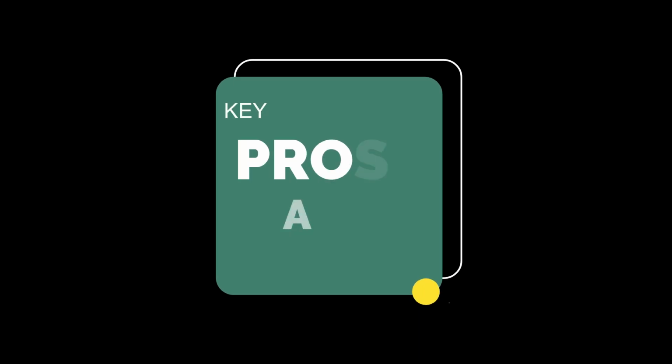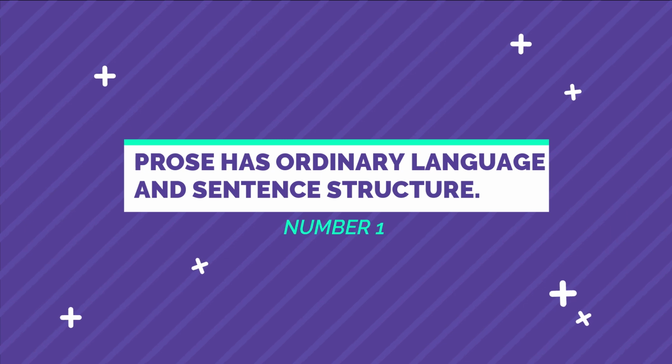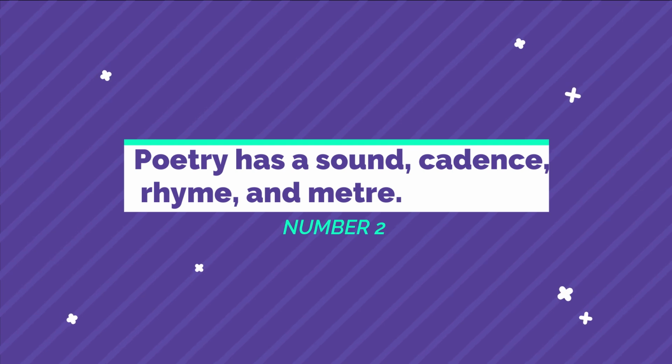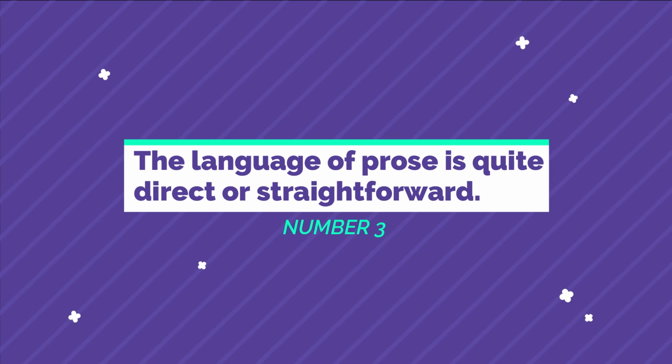Now let's talk about the key differences between prose and poetry. The difference between prose and poetry can be drawn clearly on the following grounds. One, prose refers to a form of literature having ordinary language and sentence structure, while poetry is that form of literature which is aesthetic by nature, meaning to say it has a sound, cadence, rhyme, meter that adds to its meaning. Second, the language of prose is quite direct or straightforward.